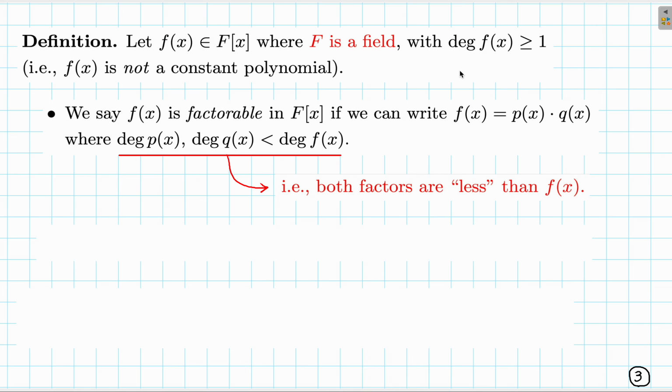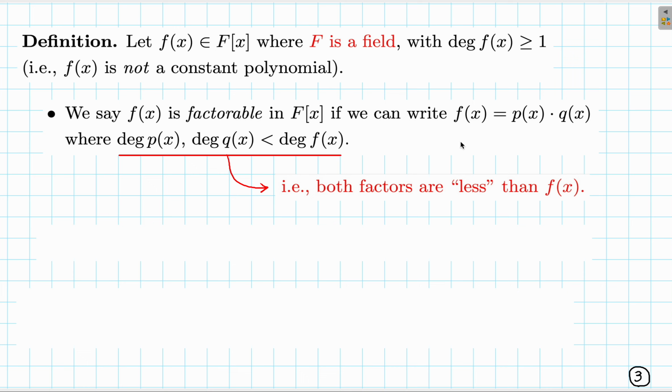Motivated by the examples we just saw, we will give definitions of factorable and unfactorable polynomials. So first, here's the setup. Let f(x) be a polynomial whose coefficients come from a field and whose degree is greater than or equal to 1. So we don't even consider constant polynomials when we talk about factorable or unfactorable polynomials.